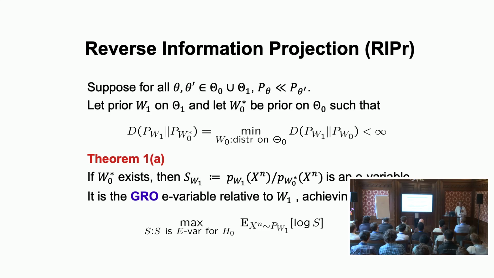And by definition, that's the e-variable which maximizes, among all e-variables for the null, the expected logarithm on the alternative. So notice, we are Bayesian about the alternative here. We say the alternative could come from some base marginal distribution with some prior W1. And we want, among all e-variables, and the definition of e-variable only talks about the null, the one that has the maximum expected log under the alternative.